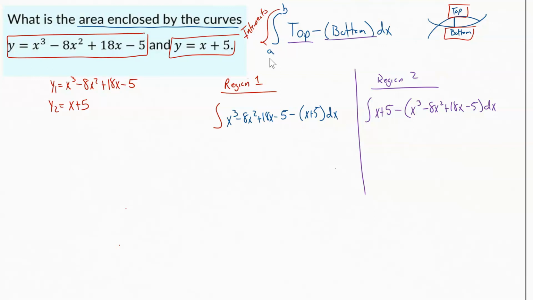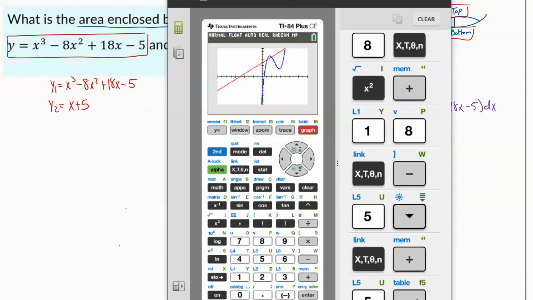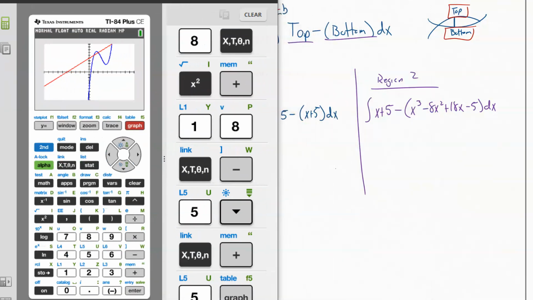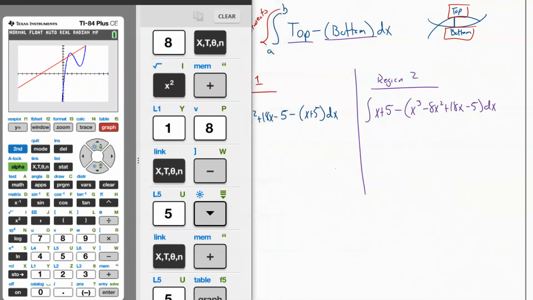Now what we're going to do is we are going to come through and we are going to find the intersects of those graphs so that we can find our bounds. So to do that, we open up our calculator, kind of move this to the side a little bit so we can see some of what we're doing.